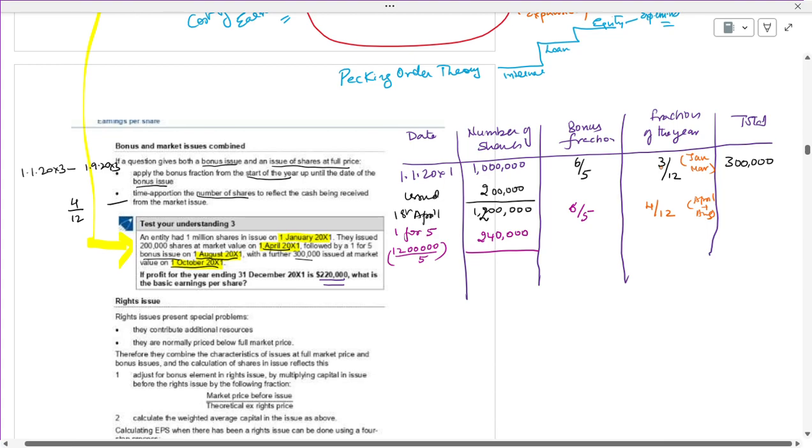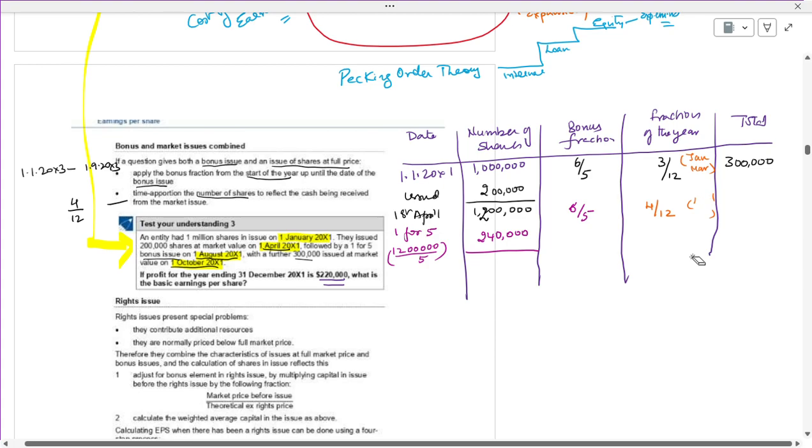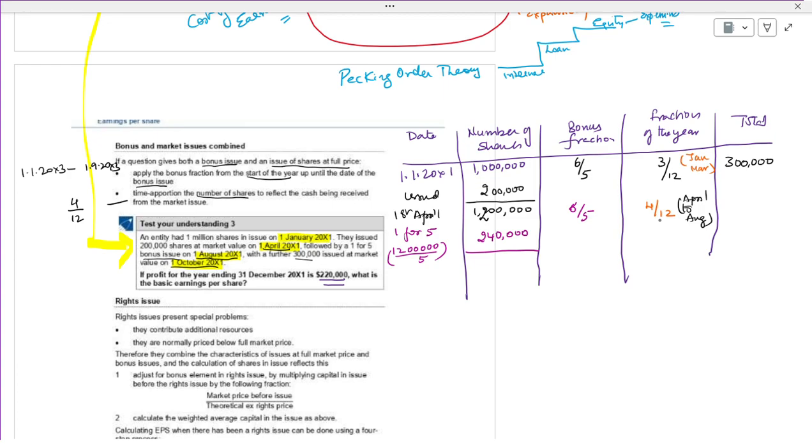Any doubt, you ask me, okay? First I am writing here very clearly. You see how much you are eligible for, that much you have to write. See here, from April to August, 4 by 12. Now, how much is the total amount?